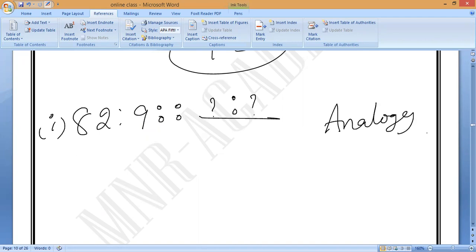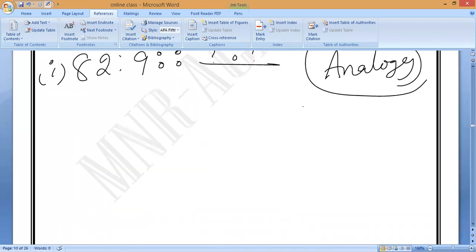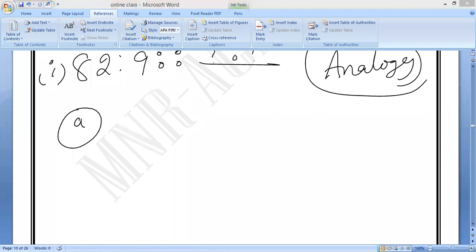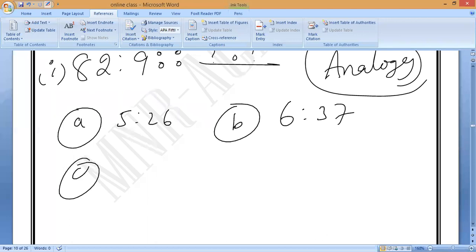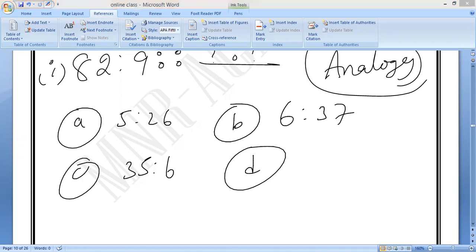I will give hundreds of questions for practice. Analogy questions. I will give the options now. So 82:9 it will become. So write the options, please. Fast, mind should be very sharp. A: 5:26, please write it. B: 6:37. C: 35:6. And D, the last one: 26:5. You have to find it fast. Let me see who will find it fast.